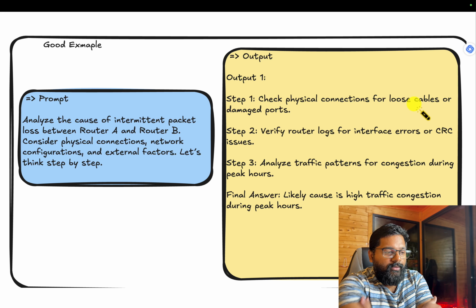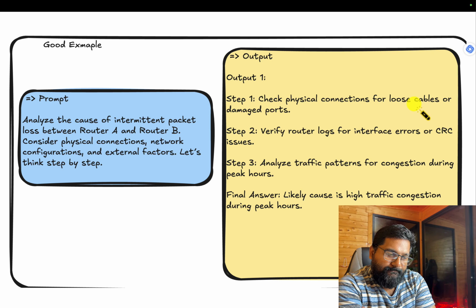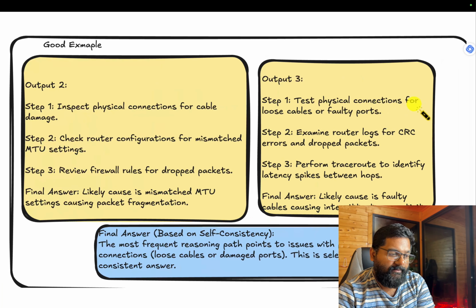Now, if we go for an example here, right? We'll say, analyze the cause of intermittent packet loss between router A and router B. Consider physical connections, network configurations, and external factors. Again, it comes back to the COT, chain of thought, where it says let's think step by step, right? And it goes ahead and tries to give different types of outputs, and it gives a final answer and stuff.